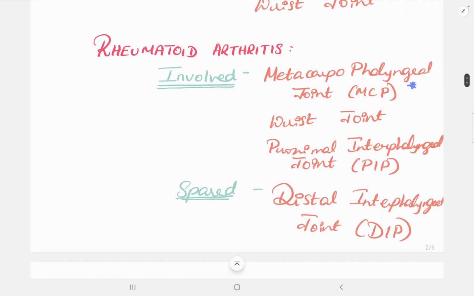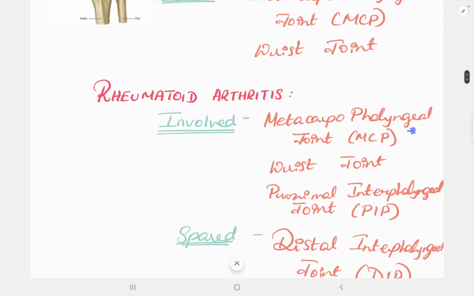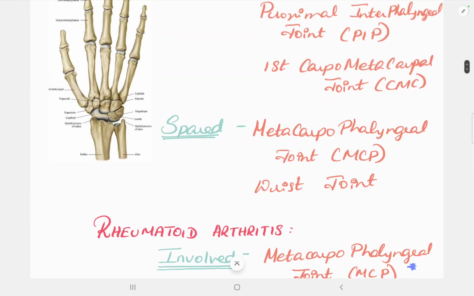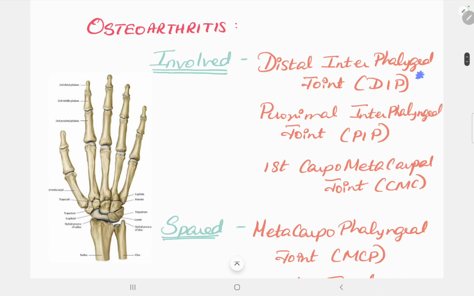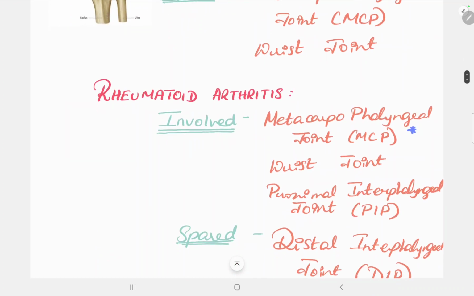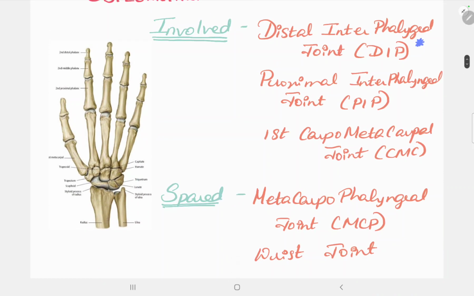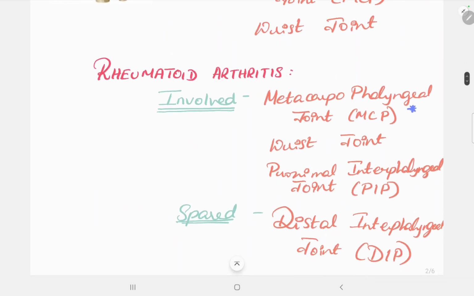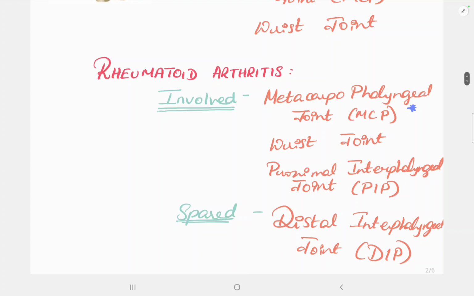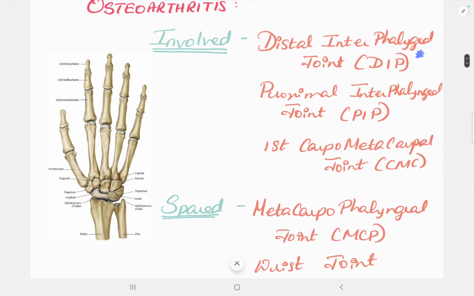Coming to rheumatoid arthritis, it is almost the opposite of osteoarthritis. So the metacarpophalangeal joints, which are typically spared in osteoarthritis, are the most common joints that are involved in rheumatoid arthritis. Apart from that, the wrist joint and the proximal interphalangeal joints are most commonly involved in rheumatoid arthritis. The joint that is spared is the distal interphalangeal joint, which is most commonly involved in osteoarthritis.